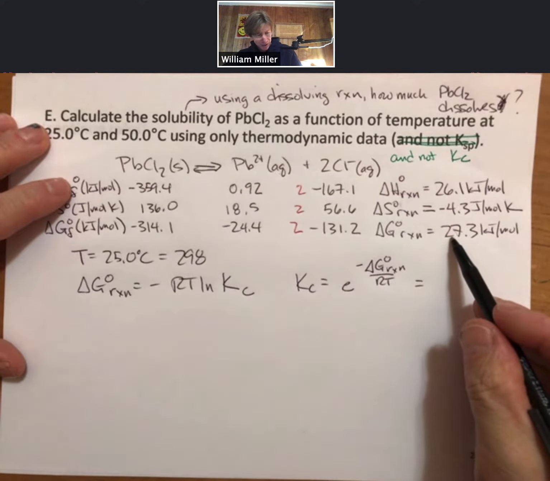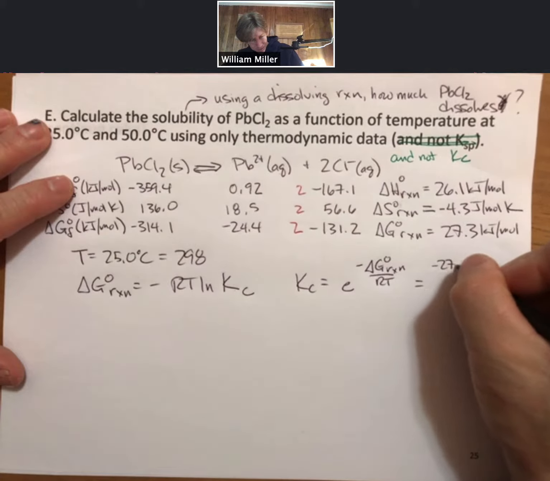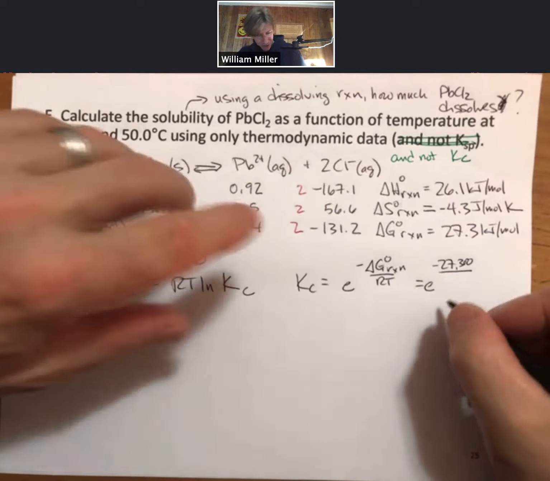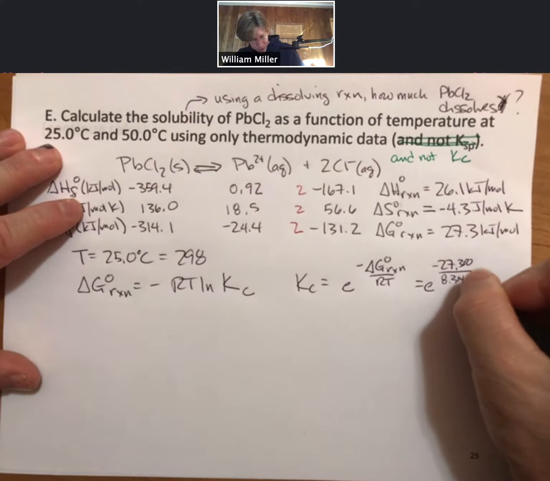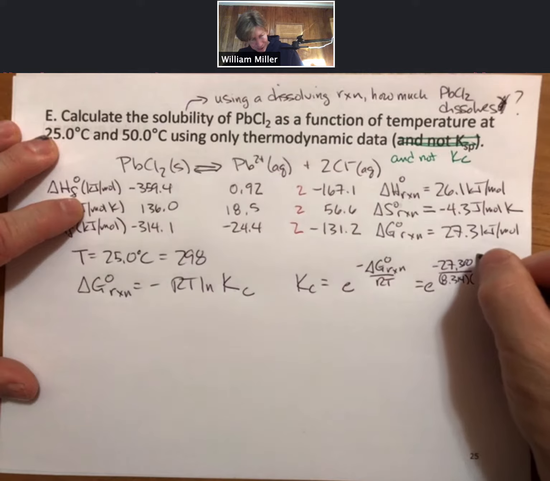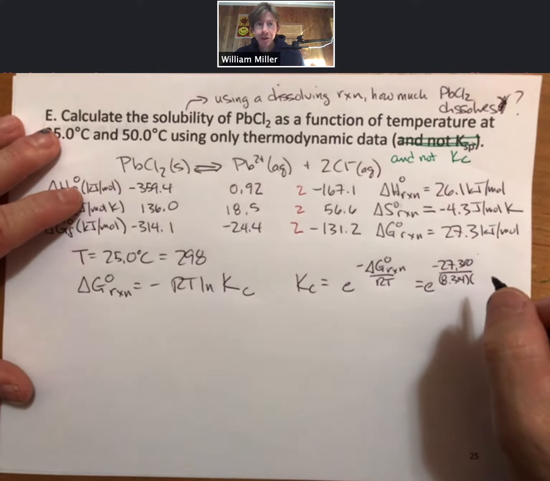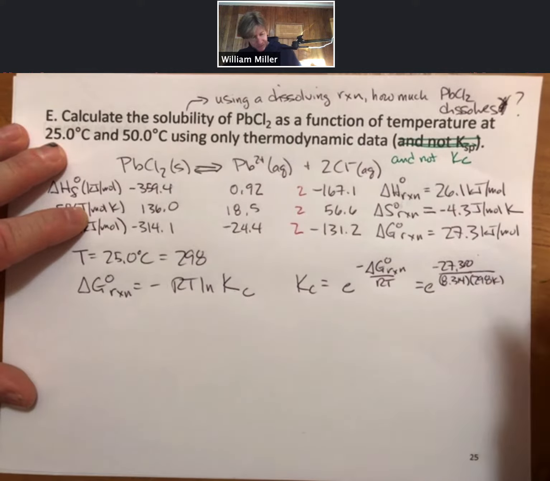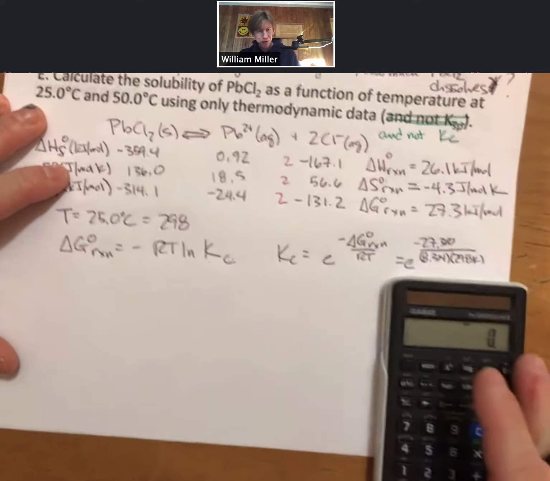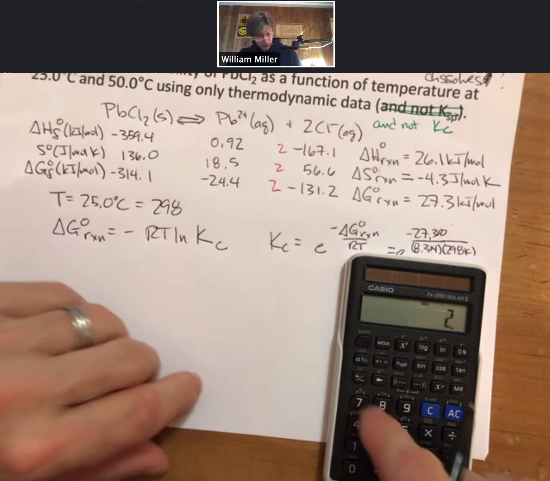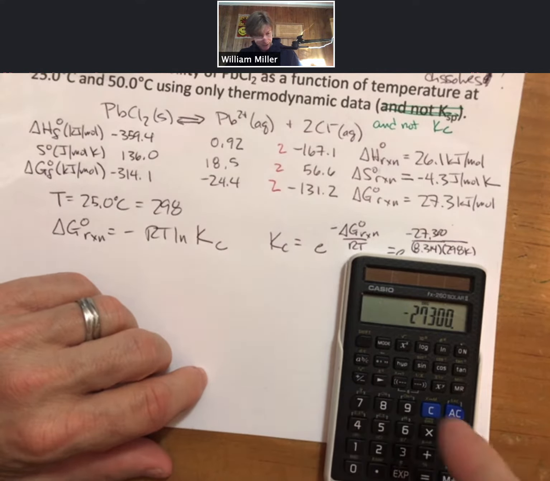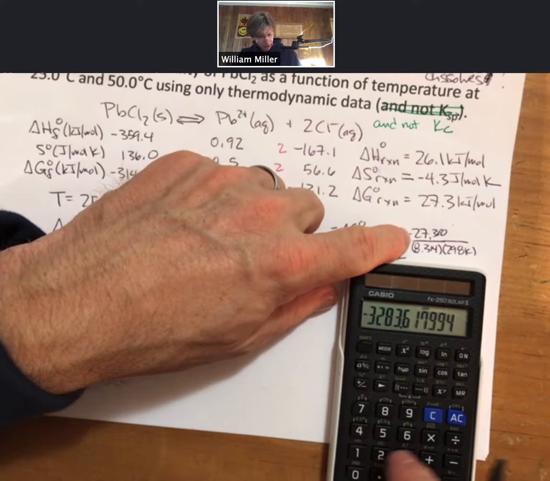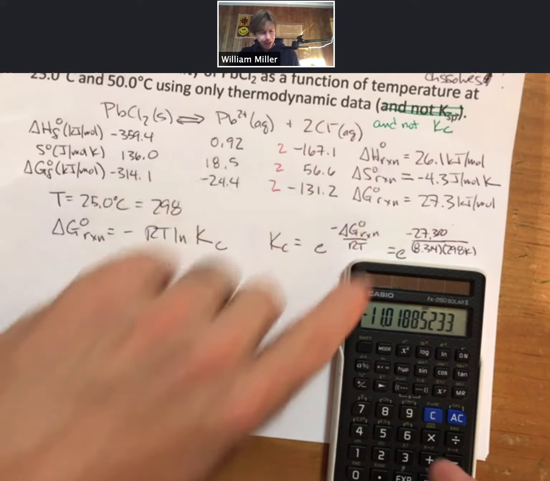That's minus 27,300. Oh, there's my E term. R is 8.314. And so we have, well, the units do cancel. Here's 298 Kelvin. Calculating all that out: minus 27,300 divided by 8.314, divided by 298, minus 11.